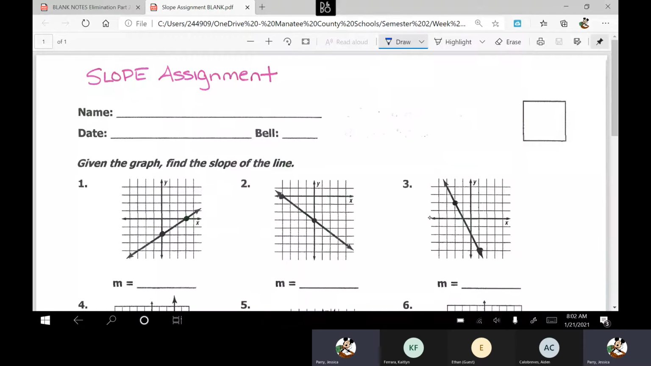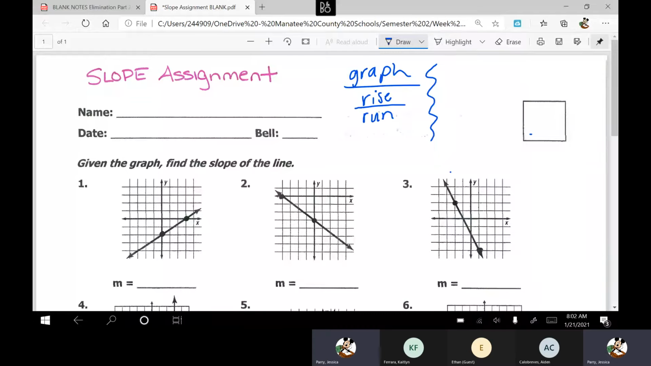Okay, so let's write down our pretty important formulas. In order to find slope from a graph, you can find it by doing rise over run. Rise over run. That is how you find your slope from a graph.